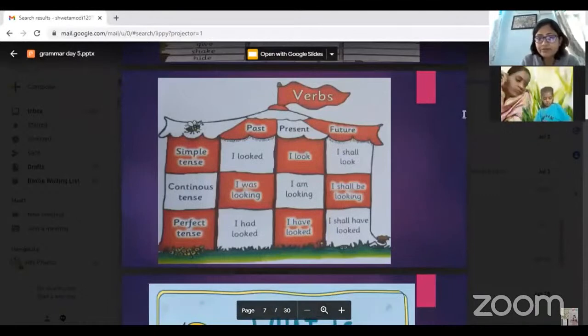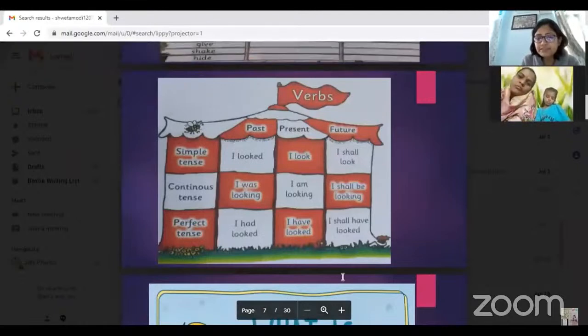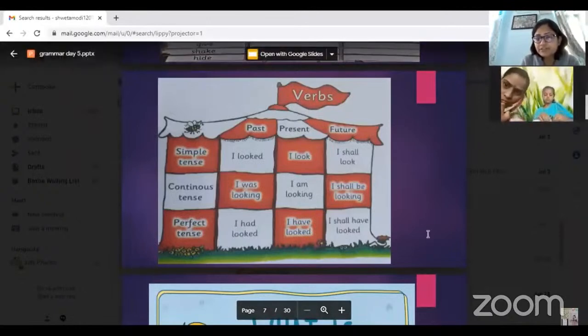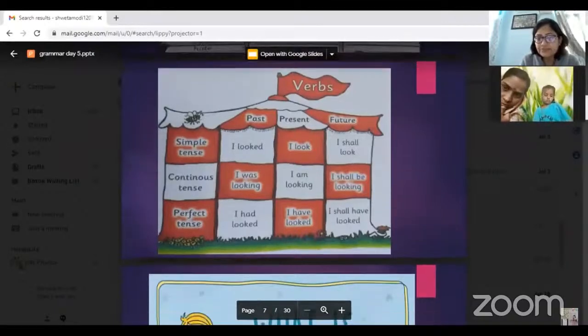So here you get a quick revision of simple present tense, simple past tense, simple future tense, continuous and perfect tense. You can also take a screenshot and you can make this verb tense chart. This is going to help you. You can try putting more verbs. Instead of look, you can have any other word.